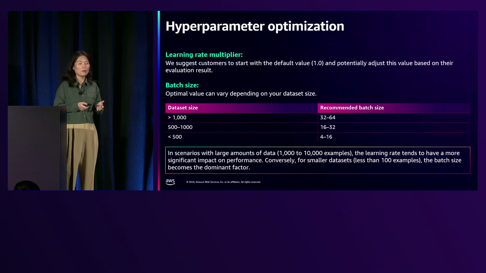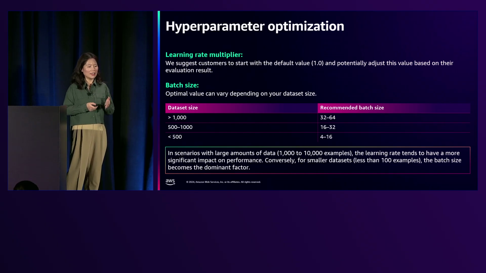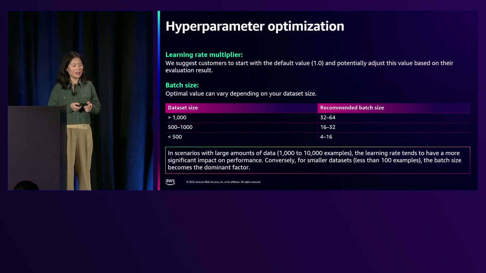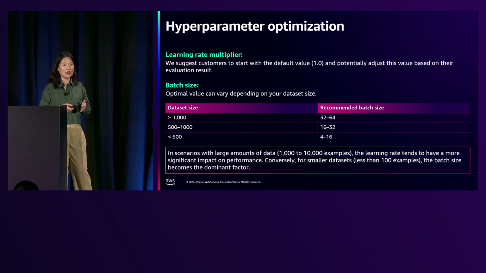The second is batch size. The optimal value can vary highly depending on your data set size. If you have training data over 1,000 records, we suggest you consider using a higher batch size. If you have a medium size, between 500 and 1,000, consider using 16 to 32 as your batch size. If you have a relatively smaller data set, less than 500, try a smaller batch size from 4 to 16.